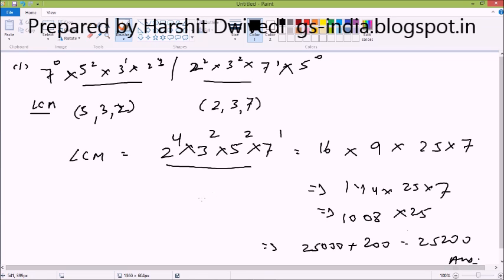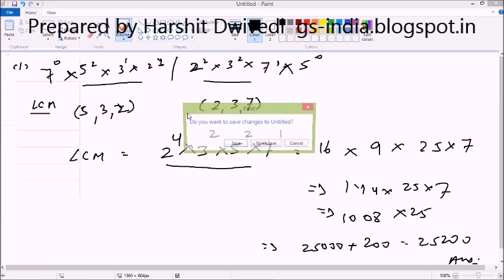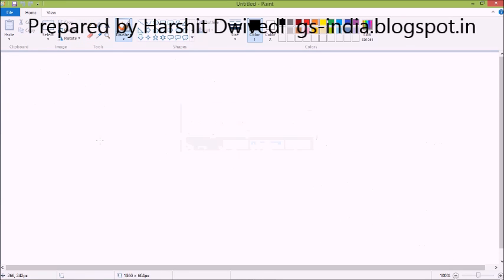Okay. I am sure that you will be able to understand this question. I am moving on to my next solution. Next solution is solution number 2. What is the LCM of 12 square, 12 to the power 4, 12 to the power 10 and 12 to the power 6? Obviously this thing becomes very easy.